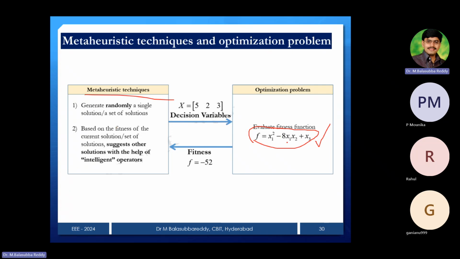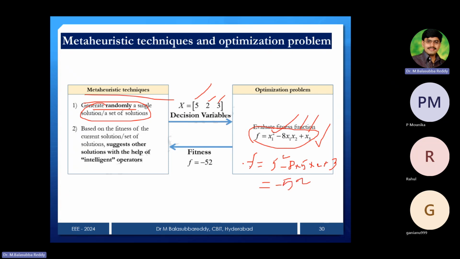And in this, what will happen? There is a function. Initially we go with random values, because I don't know what the x1, x2, x3 values are. Randomly pick them. Suppose the random values are 5, 2, 3. Substitute here, and you will get the function value. What is the function value? 5 square minus 8 into 5 into 2 plus x3, which is 3, and we get the function. Let us assume that function is minus 52.